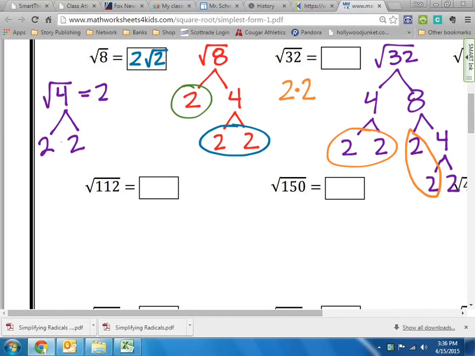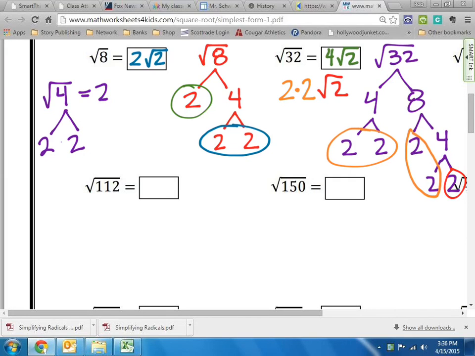And then I have a 2 that's left over. Okay, so I have this 2 down here that's left over. So that stays inside of the square root. Now, everything that's on the outside, you multiply together. So 2 times 2 right there equals 4. And then I still have the square root of 2 inside the radical. Okay, so the square root of 32, to simplify, is 4 square root 2.